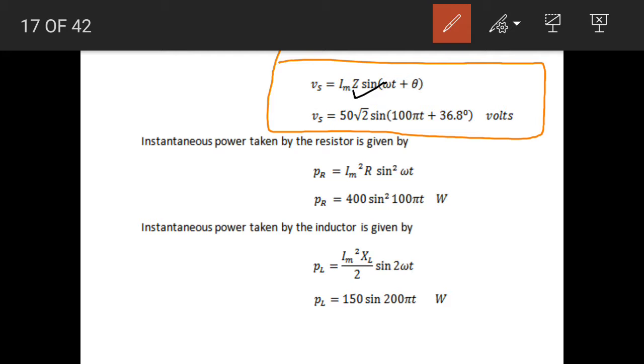Now we calculate the power which is taken by the resistor from the AC voltage source. The power which is taken by the resistor from the AC voltage source is equal to Im square R sine square omega t. If we put the values on the right hand side of this particular equation, we get 400 sine square 100 pi t.